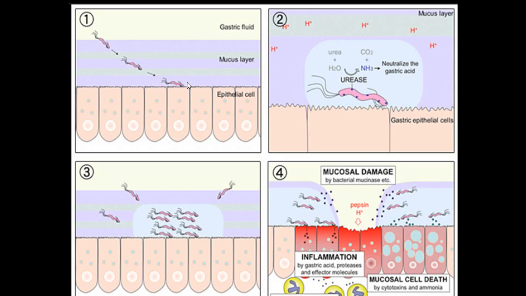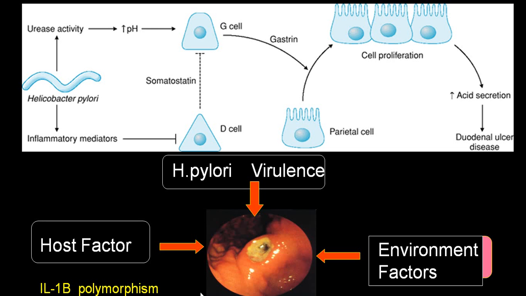The simple way: H. pylori gets entry, with urease enzyme production converts urea into ammonia and carbon dioxide, which will neutralize the gastric acid. Because of the reduction in gastric acid, it now gets a chance to proliferate. Then it will give rise to mucosal damage because of inflammation and mucosal cell death due to different factors present in the H. pylori bacteria. With the pH change, it will activate the G cells. There will be increased gastrin, parietal cell proliferation, increased acid secretion, and a chance of duodenal ulcer. So it will depend upon H. pylori virulence, host factors, and environmental factors.